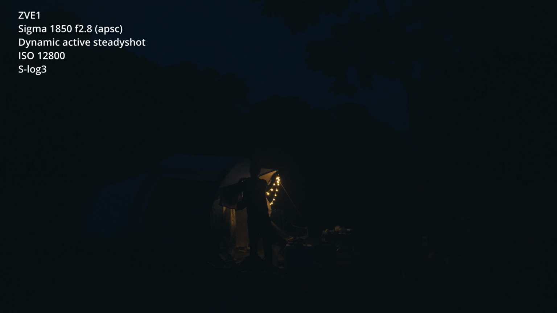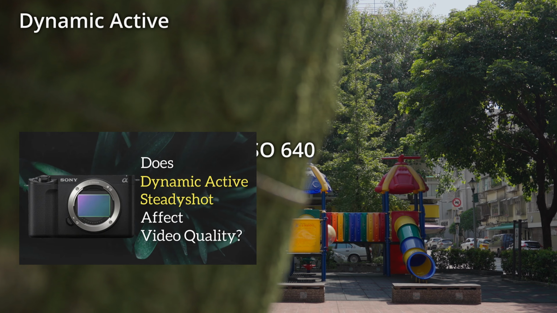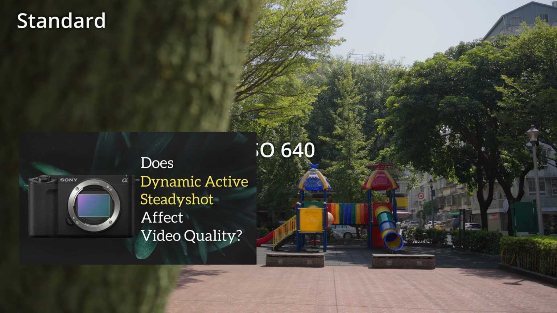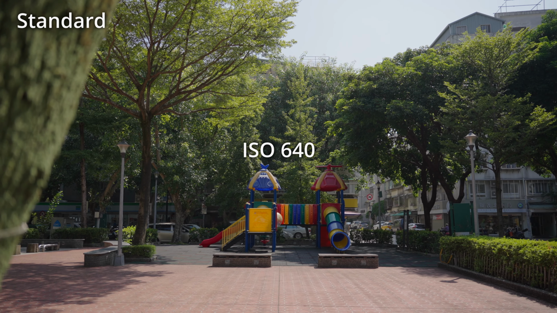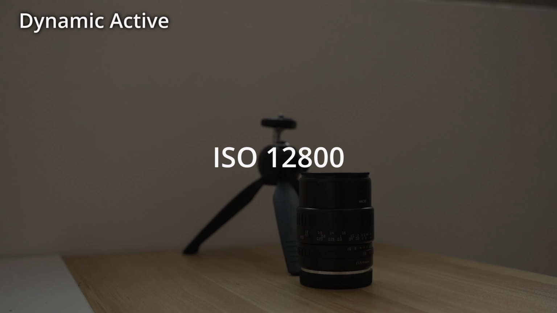Will dynamic active steady shot lower video quality? This is one of the most asked questions I encountered. I used to tell people that I couldn't see any quality loss because I think the low light capacity is very impressive when shooting in S-Log3. But that was before I conducted a side-by-side test. Check this video out if you're interested. When the lighting is good, there is no difference I can see. But when I use ISO 12800, the side-by-side comparison is quite striking.